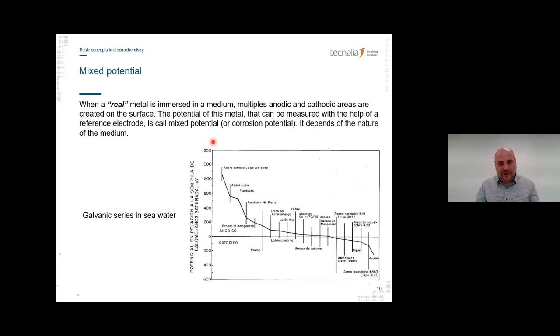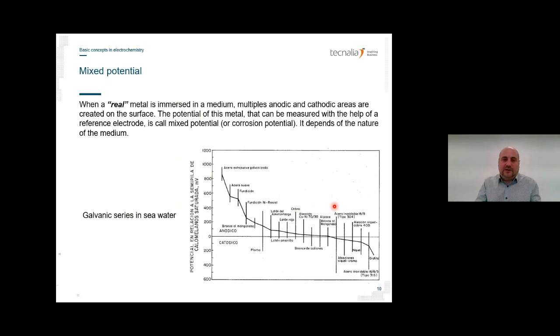So now we don't have a pure net potential, but we have a mixed potential that we can still use a net equation to calculate, but it's important that this one will depend a lot on the nature of the medium. So here, for example, we have the galvanic series in the seawater. So we can see that we can calculate the potential of different kinds of materials, when they are immersed in the seawater, when the potential is measured with a reference electrode. Let's say in this case it could be a silver chloride reference electrode, and we will measure the difference.